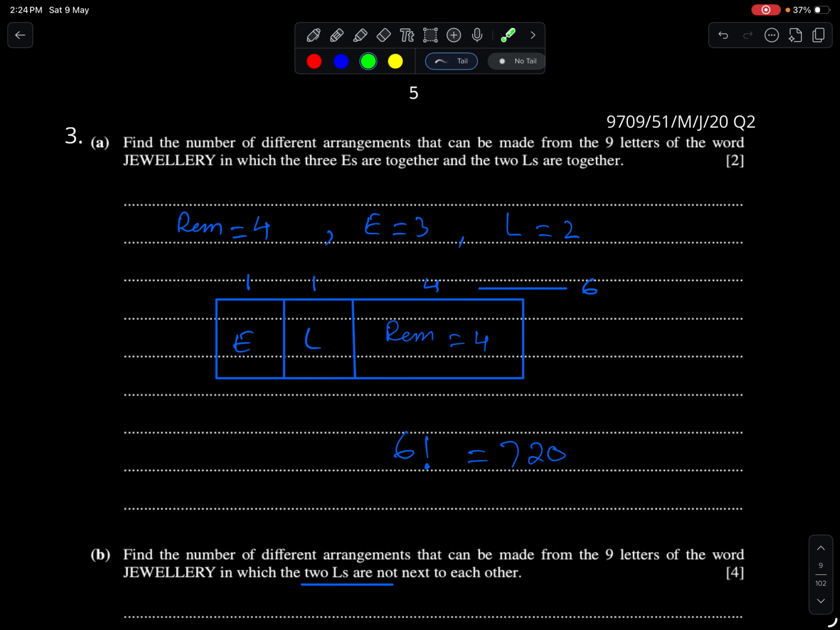Find the number of different arrangements that can be made from the 9 letters of the word jewelry in which the 3 E's are together and the 2 L's are together. So 3 E's together and 2 L's together. All 3 E's, all 2 L's. So write 1 for this, 1 for this, and the remaining objects are 4. So 1 object, 4 objects. Altogether 6 objects, 6 factorial.